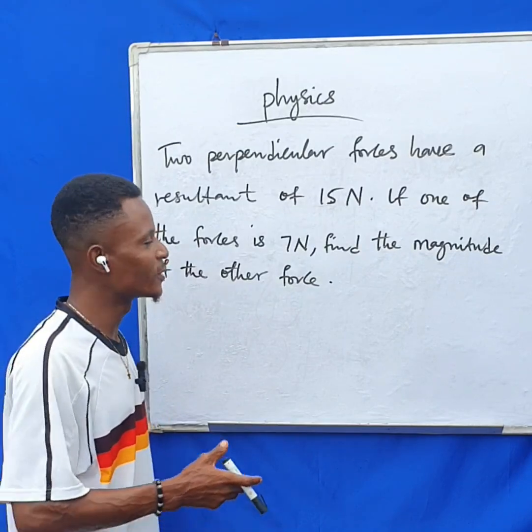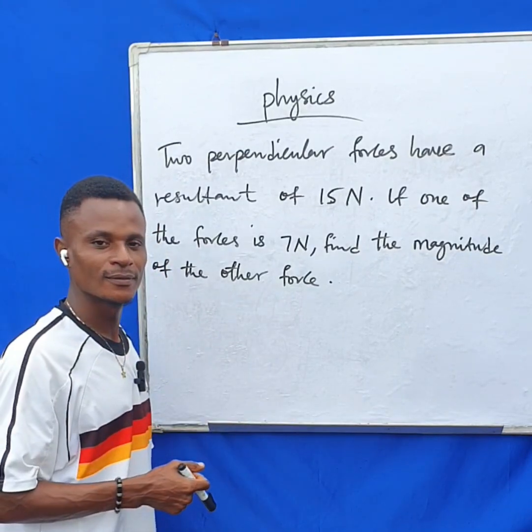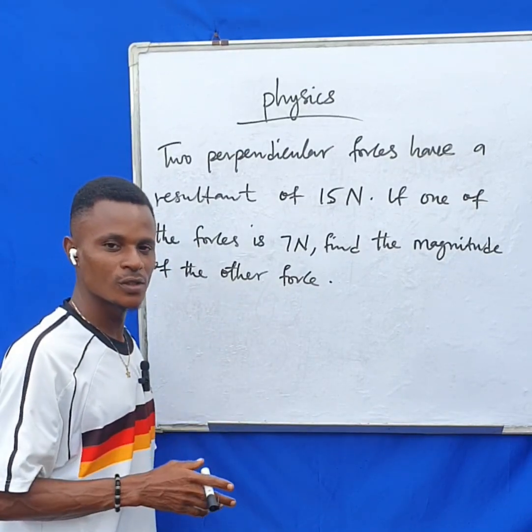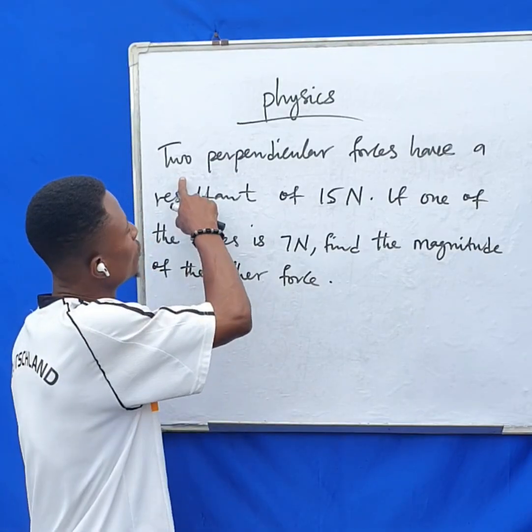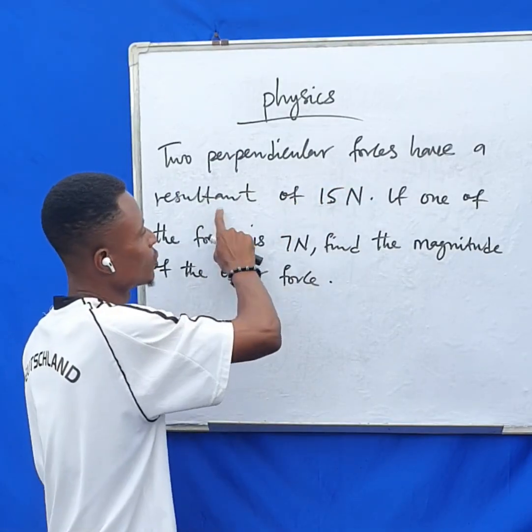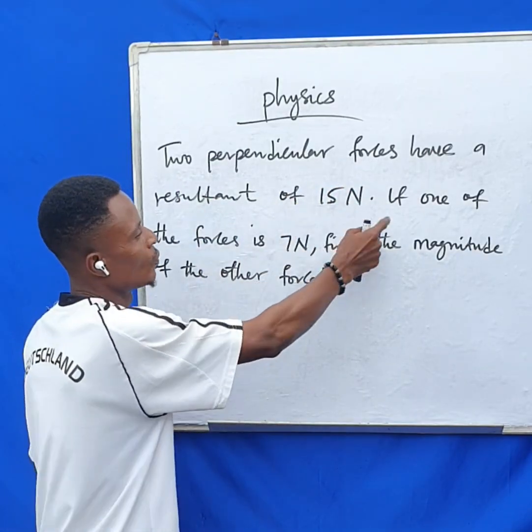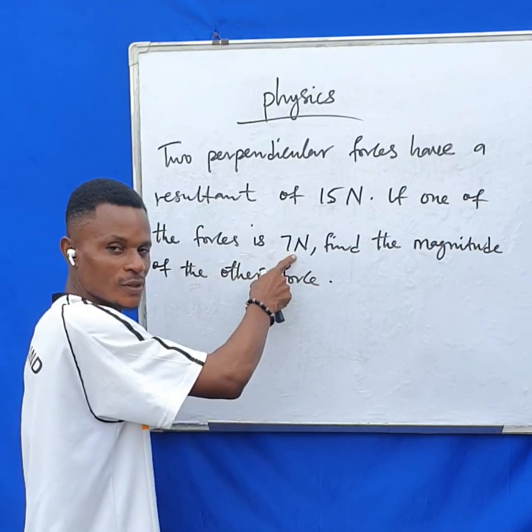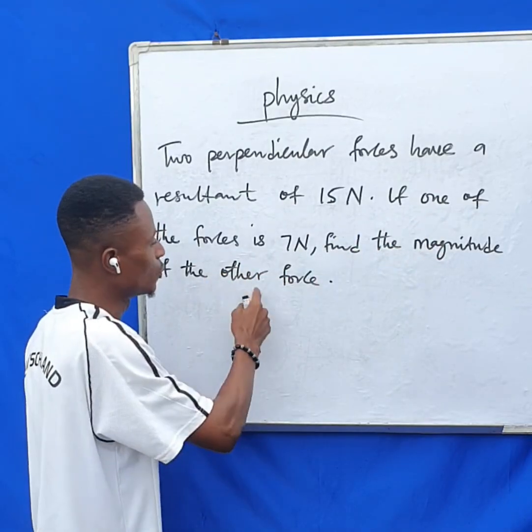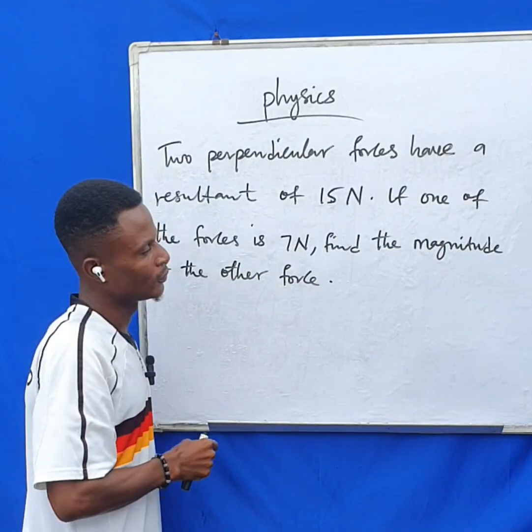Let me show you how to solve this kind of physics question on the board. This question is from vectors. The question says, two perpendicular forces have a resultant of 15 newtons. If one of the forces is 7 newtons, find the magnitude of the other force.